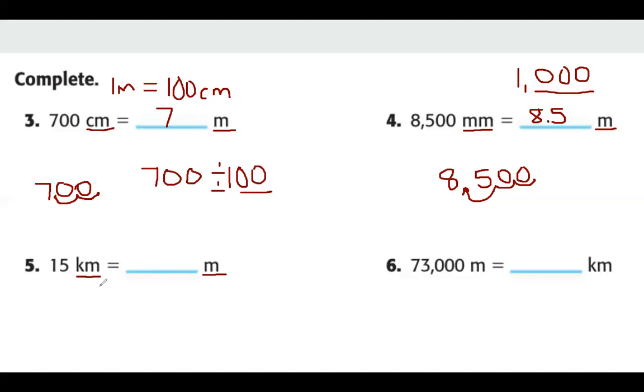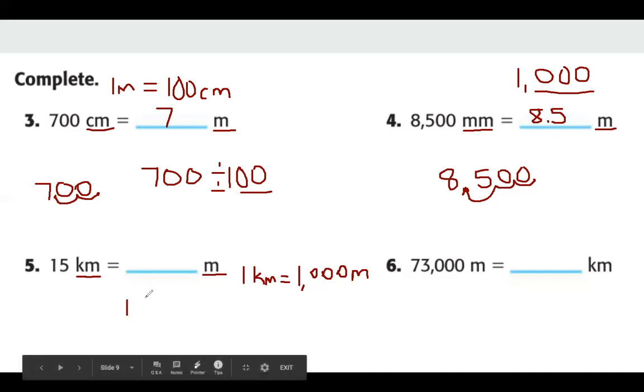This time I'm starting with a larger unit. And remember, when I start with a larger unit, I multiply. But I need to know what I multiply by. So I'm looking over at my chart. And 1 kilometer, I'm going to write it over here just so you can see it. 1 kilometer, km, is equal to 1,000 meters. Sorry for my funny zeros here.